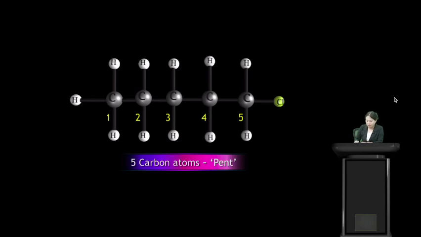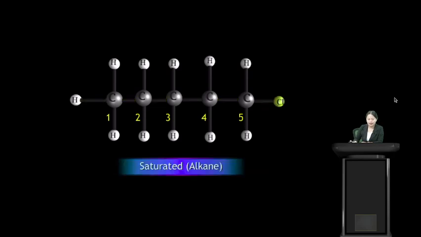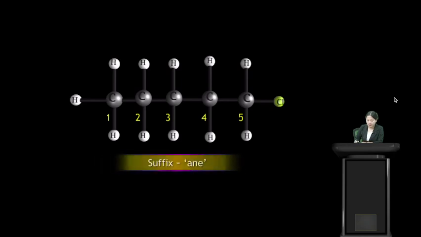Now let us look at the number of bonds, okay? The nature of bonds between 2 carbon atoms. We see that all the bonds are single bonds. So it is a saturated compound, an alkane. So the suffix will be ANE. Yes, students, the suffix will be ANE. Now we see that there is an extra group present here. Yes, students, a chlorine atom. So how will we name it?